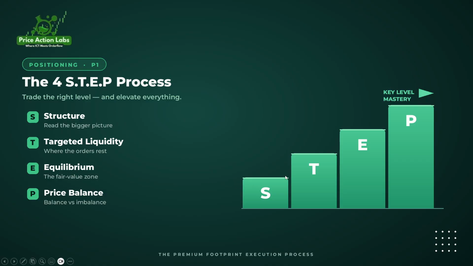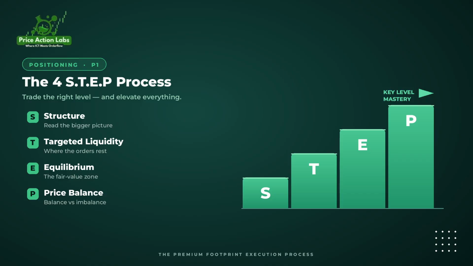We followed the process. We had structure. We had the most recent highs and lows. We were above the equilibrium, so we were in premium. So we were selling high, selling when price was more expensive. And we tapped into the right price imbalance, which meant we had the right key level. And that's called the 4-step positioning process.